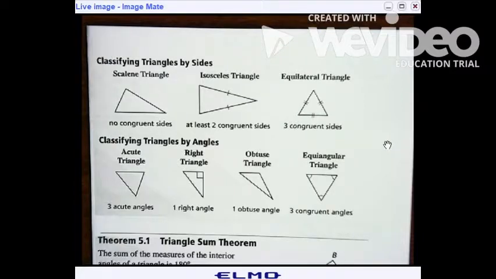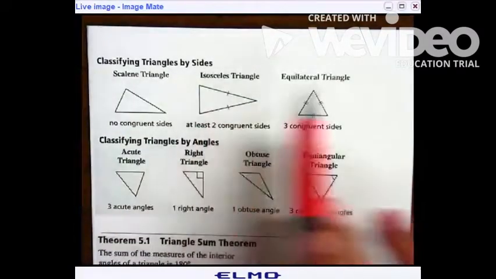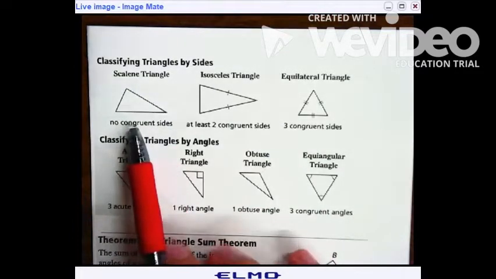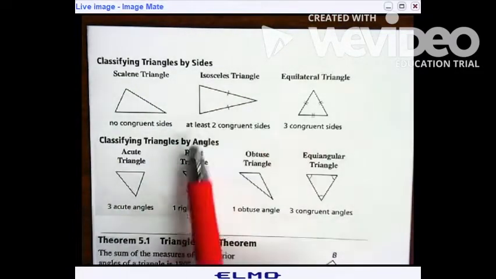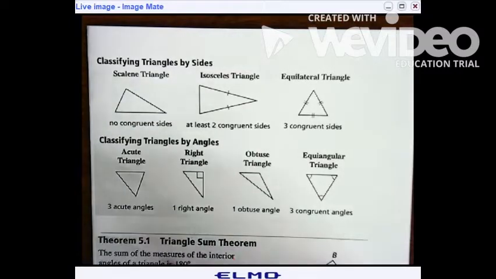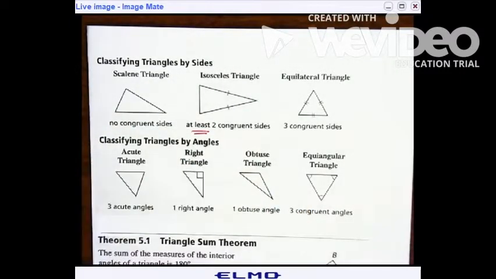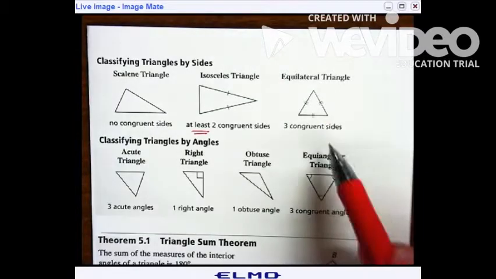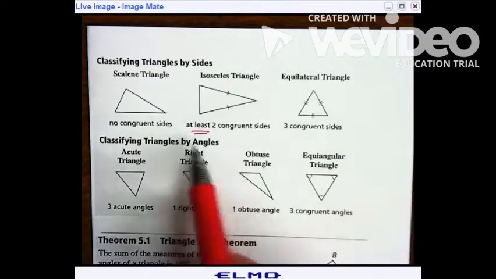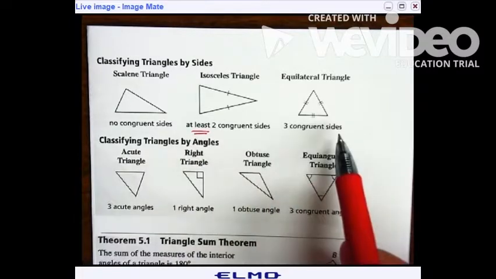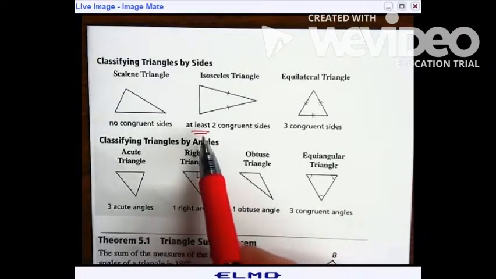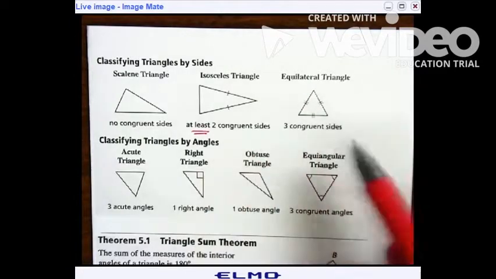So, just to refresh, remember things that we already know. We can classify triangles by the sides. We can classify triangles by their angles. When we classify triangles by the sides, they are scalene, isosceles, or equilateral. Scalene has no congruent sides, isosceles has at least two congruent sides, and equilateral triangles have three congruent sides. Technically, equilateral triangles are also isosceles because they do have at least two congruent sides.